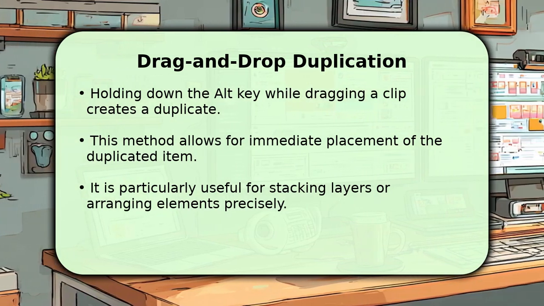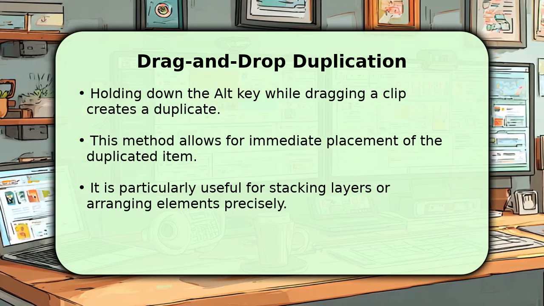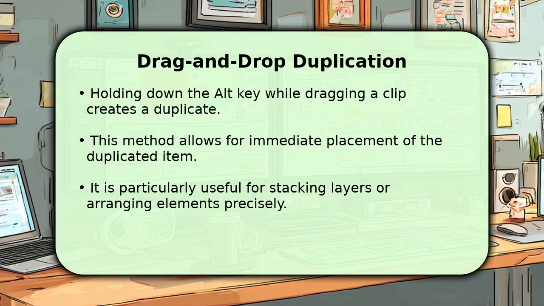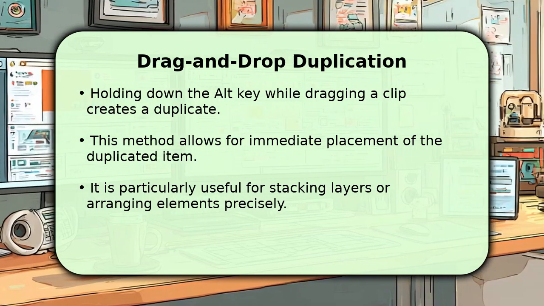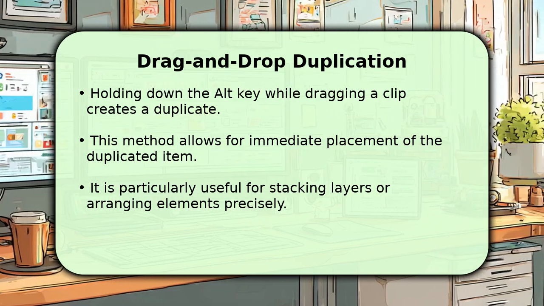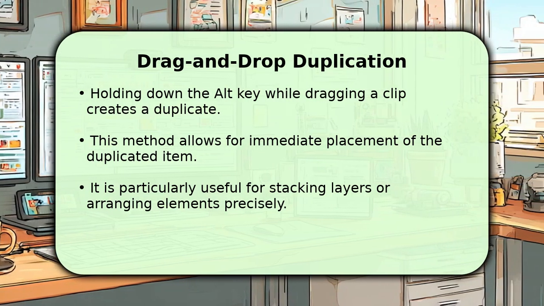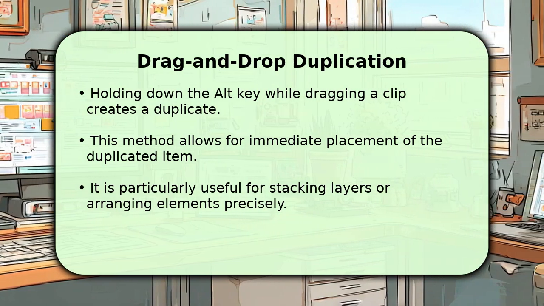For an even more intuitive way to duplicate and position simultaneously, use the Alt-Drag method. Select your desired clip on the timeline, then press and hold the Alt key on your keyboard. While still holding Alt, click and drag the clip to a new position. As you drag, a duplicate will be created and placed exactly where you release the mouse button. This is excellent for creating overlays or quickly building up visual effects with a clear, immediate preview of its placement.